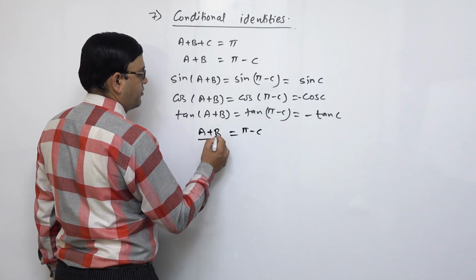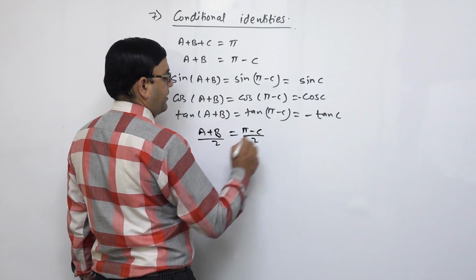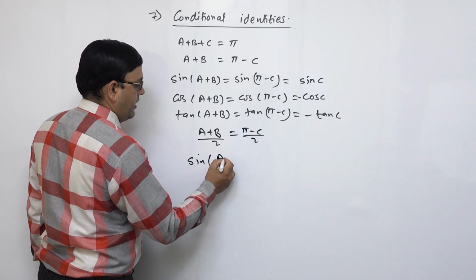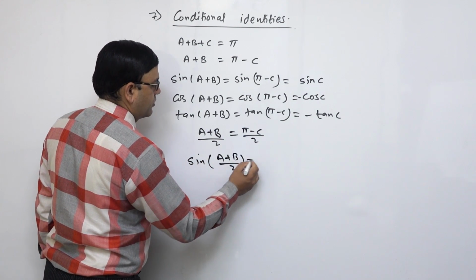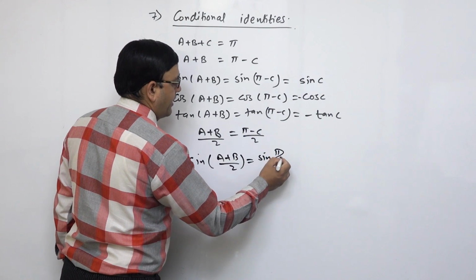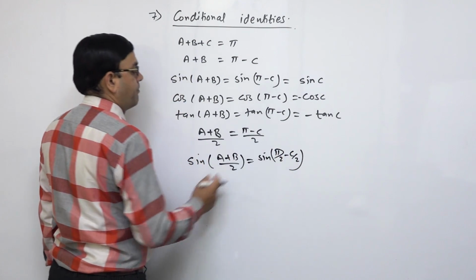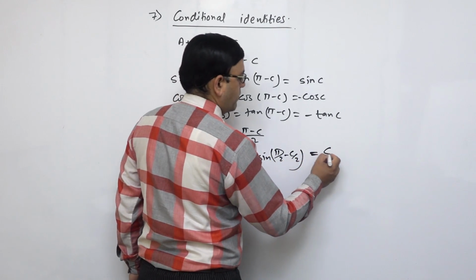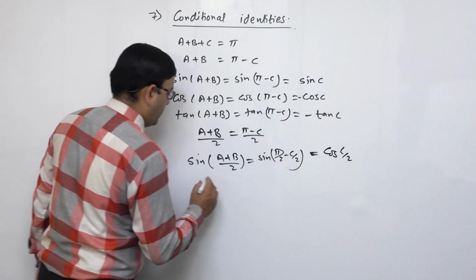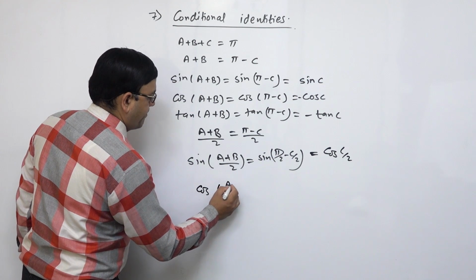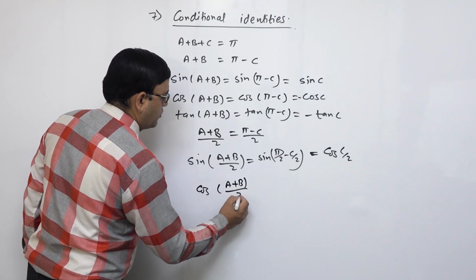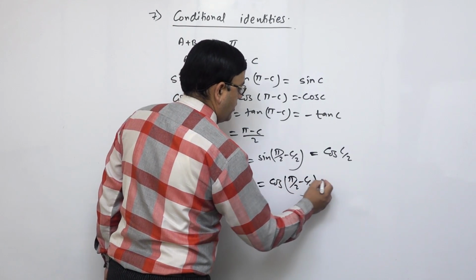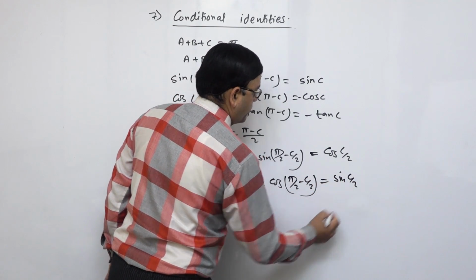Similarly, we have A plus B is equals to pi minus C. If we divide by 2, here also we divide it by 2. So, taking sine on both sides, sin A plus B by 2 is equals to sin pi by 2 minus C by 2. So this is equal to sin 90 degree minus C by 2 भनेको cos C by 2. Similarly, we have cos A plus B by 2 is equals to cos pi by 2 minus C by 2 is equals to sin C by 2.